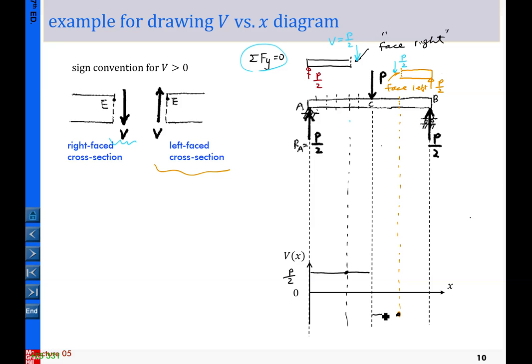Okay, so this one is negative P over 2 minus, and again for this case you can see if you keep changing your sections as long as maintaining in portion BC, that is constant P over 2 here. So by doing so, this constitutes the shear diagram for this example here. Okay, so that is one here.